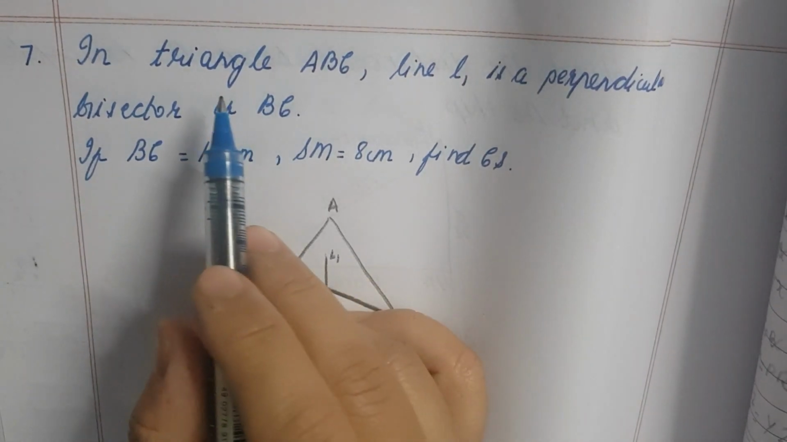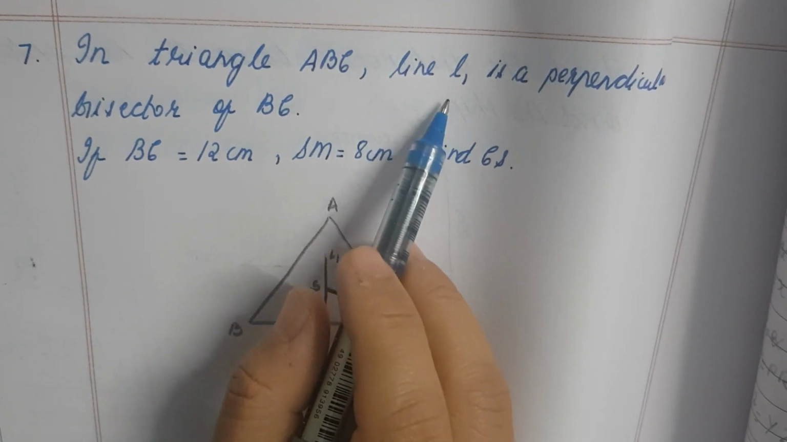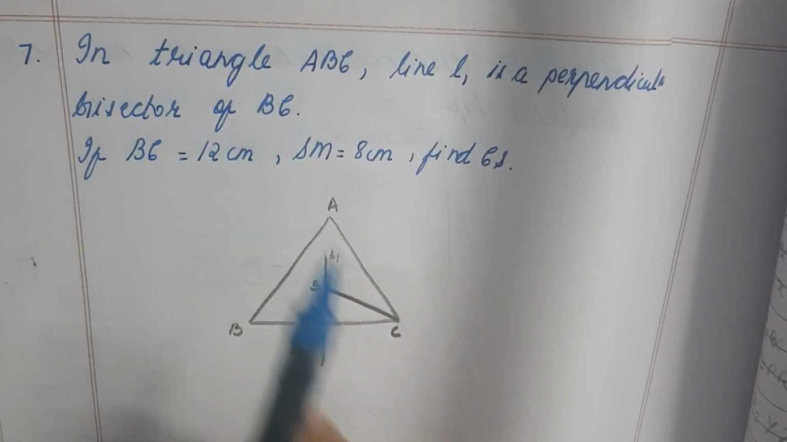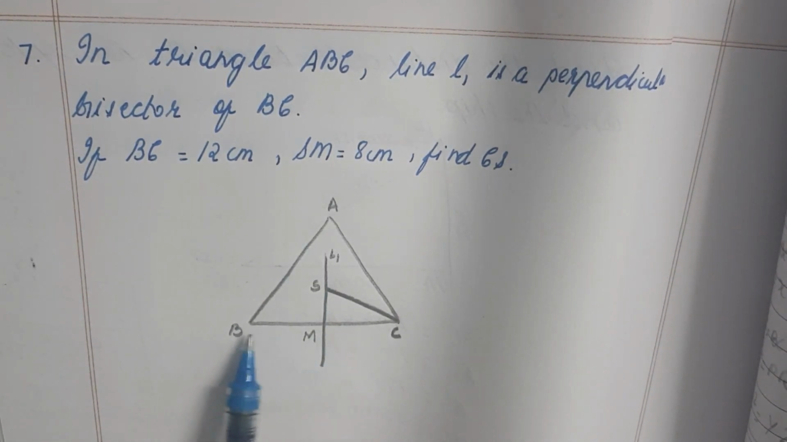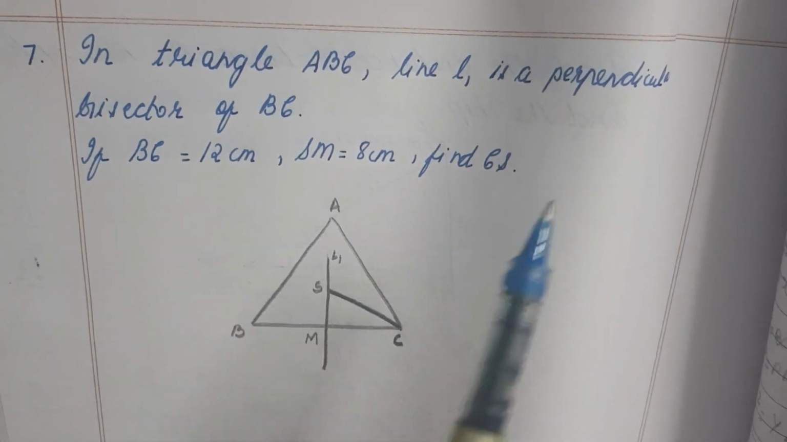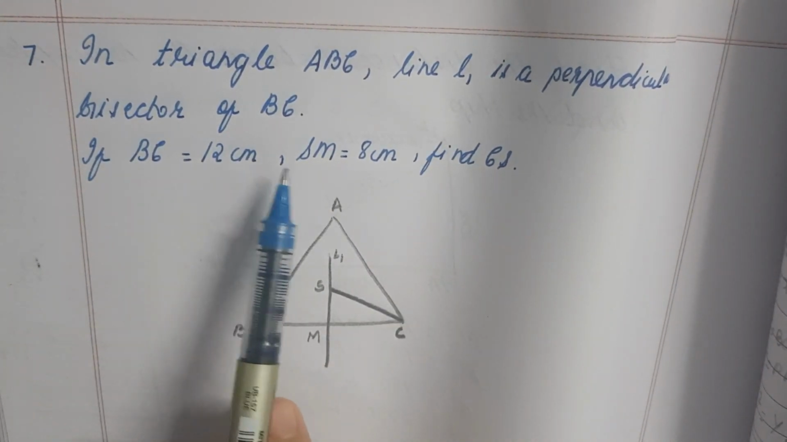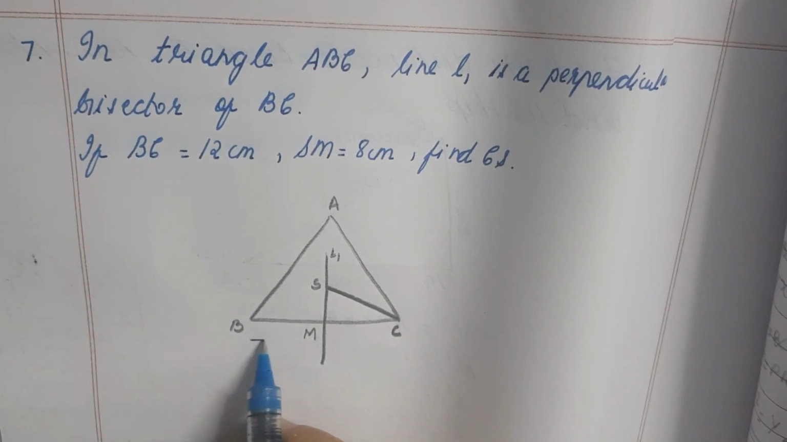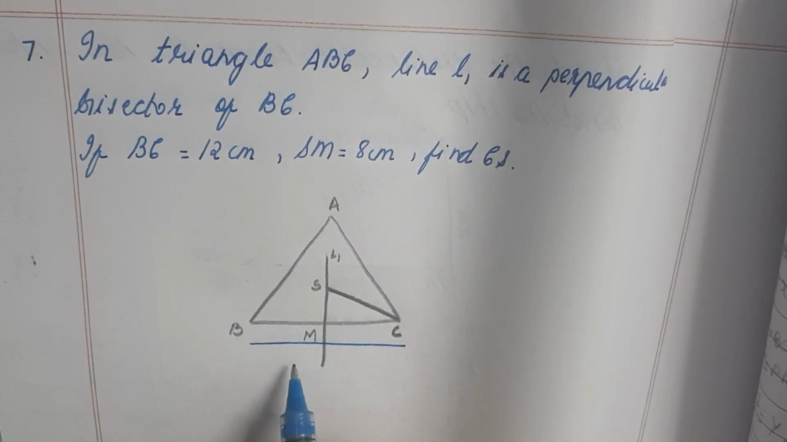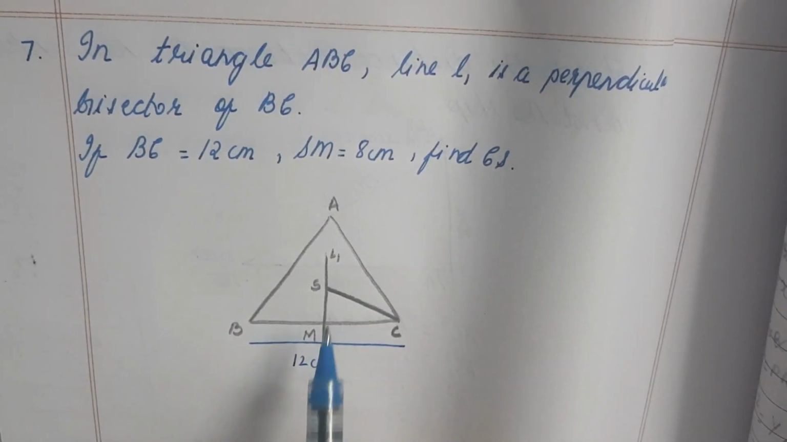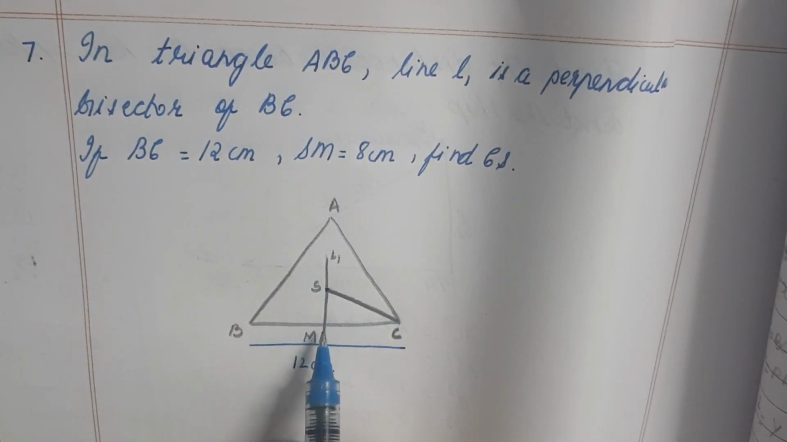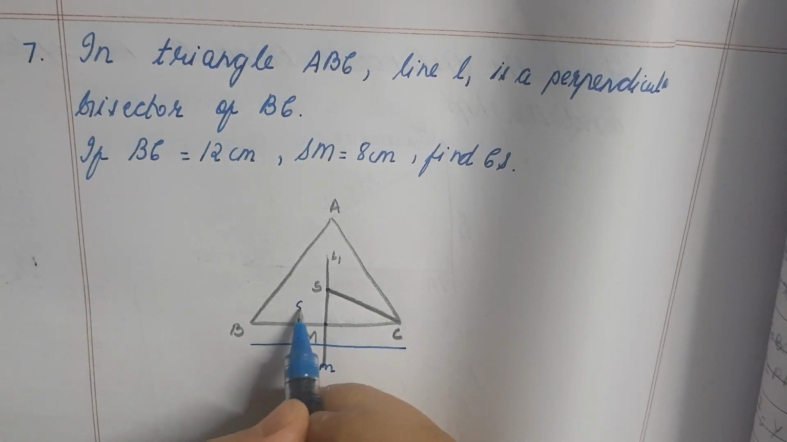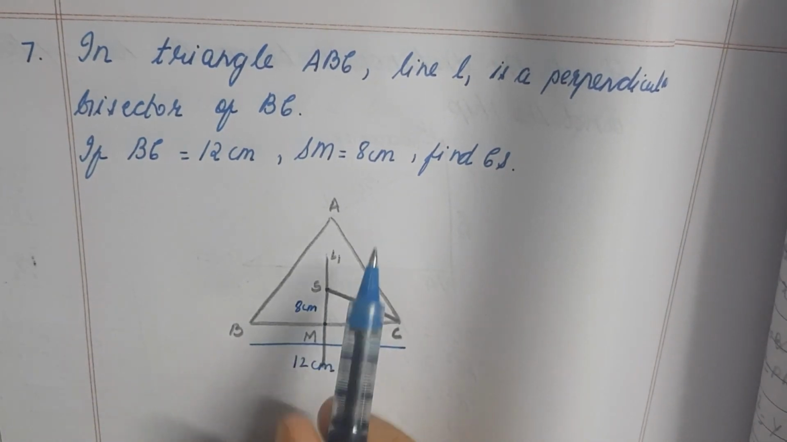Number 7. In triangle ABC, line L1 is a perpendicular bisector of BC. See, the line L1 perpendicularly bisects the base, which is BC. If BC is 12 centimeter, SM is 8 centimeter. So the length from S to the point M is 8 centimeter. Then find CS.